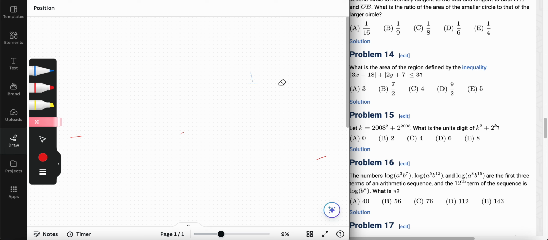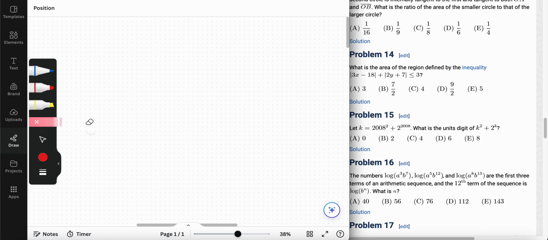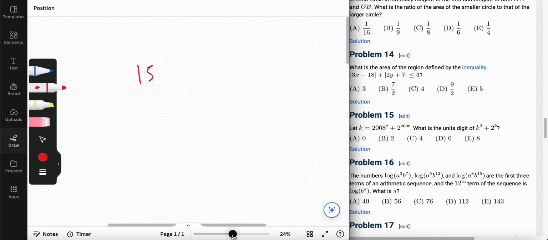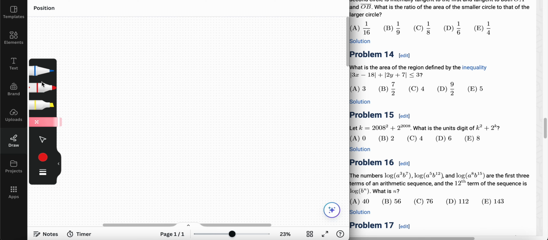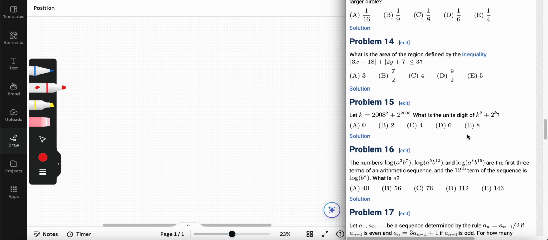Okay, moving on to... I'll zoom in a little bit. So, problem 15. That's a little too much. Maybe like that. Okay, that's better. Moving on to problem 15, which is the last problem for today.